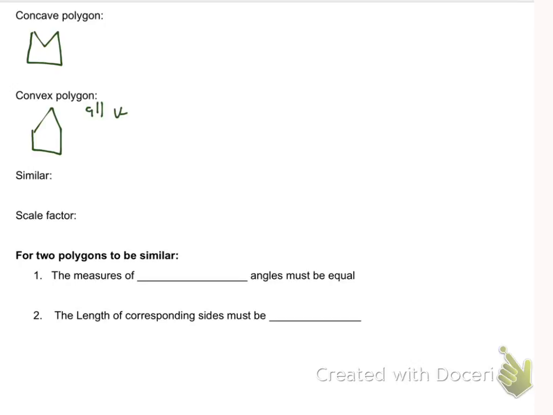So all vertices point outward. I ran out of space there. So all vertices point outward. For concave, we can say a vertex or more points inward. Okay, so we can say that.